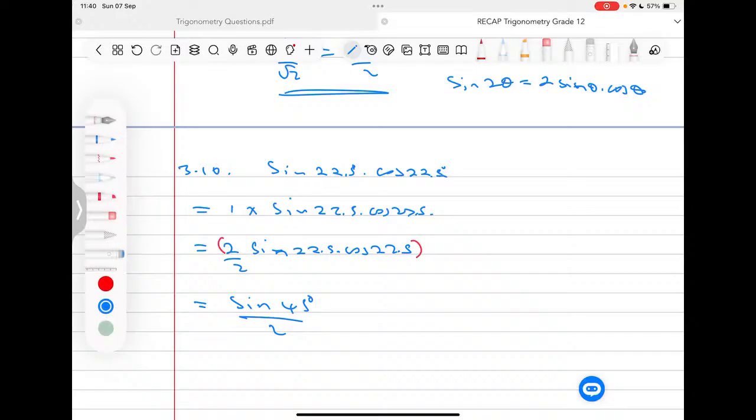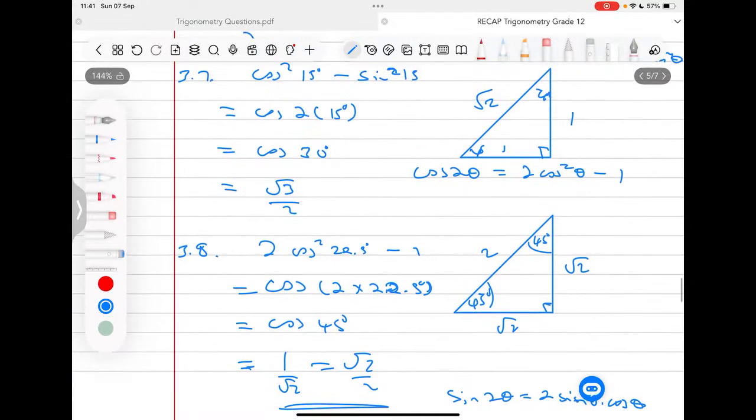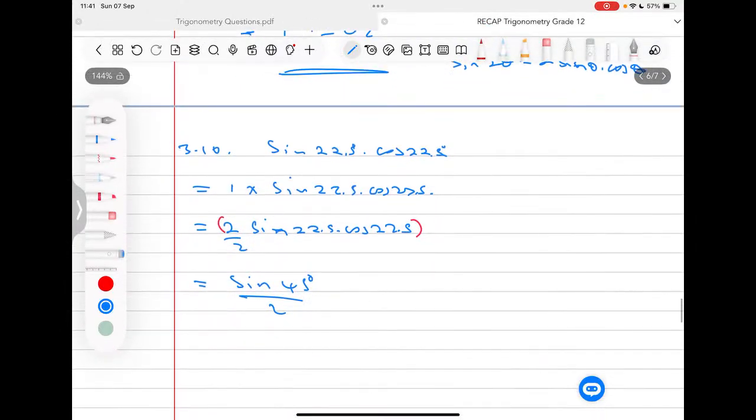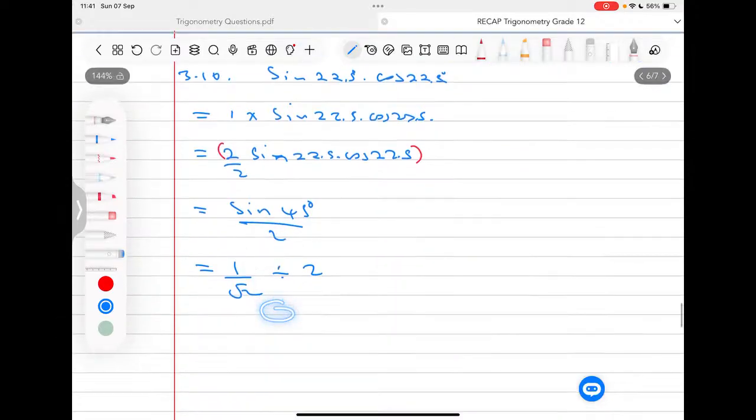But again, if you look at our sine 45, it's a special angle. We actually can go in one of our triangles. Here you can use one of your triangles. So if we look at sine, it's opposite over hypotenuse, right? So that is like 1 over root 2. So this would now give me a 1 over root 2 divided by the 2, right? We're still dividing by a 2 here.